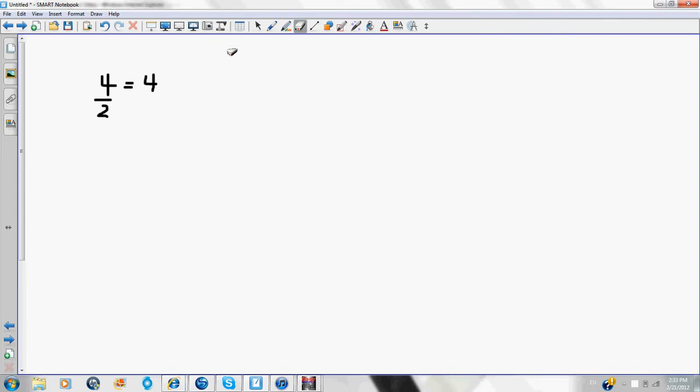Okay? And since we did divide by 2 on this side, let's put our equal sign here and let's divide by 2 on this side. And we get 4 divided by 2 is equal to 2, which is a true statement. So by doing the same thing to both sides, we came up with a true statement.